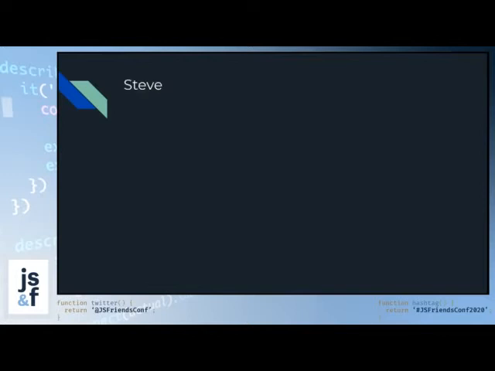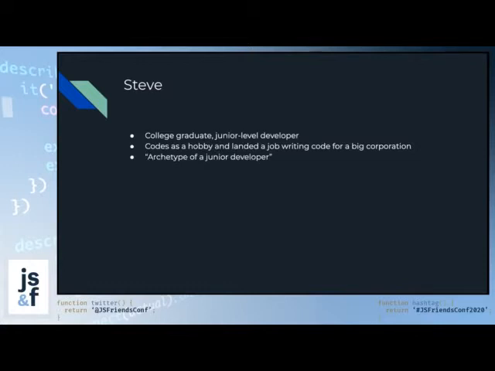So I'm going to introduce a new archetype to you here today, and the archetype is named Steve. He's a college graduate junior level developer, codes as a hobby, and landed a job writing code for a big corporation. He is the archetype of a junior developer. He loves JavaScript.